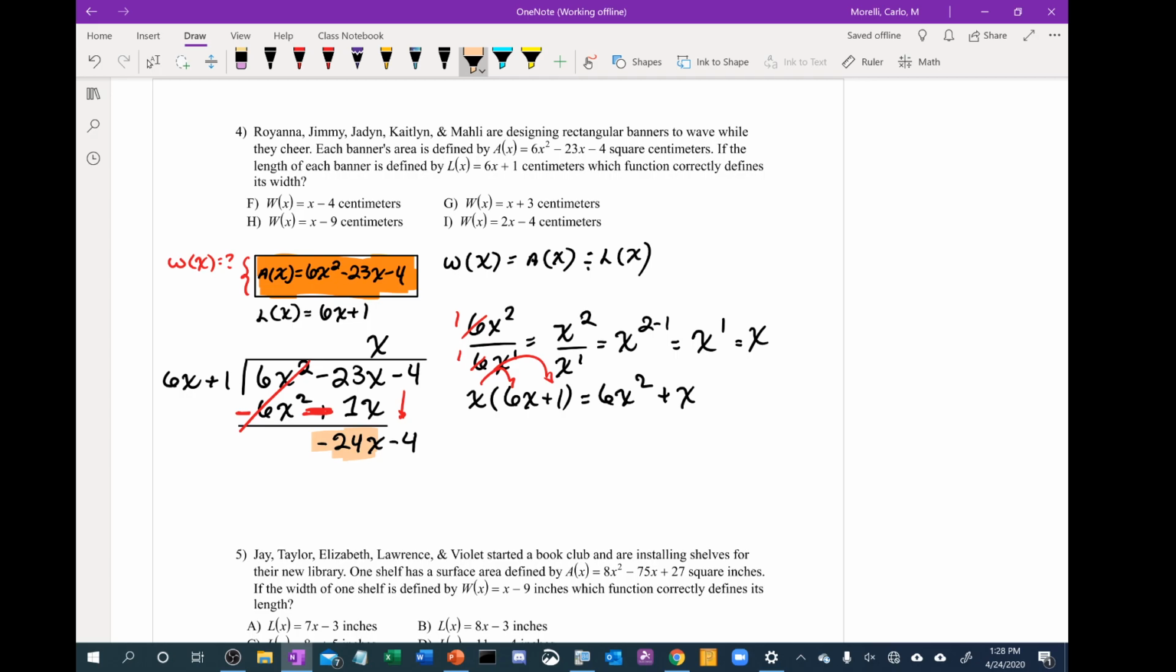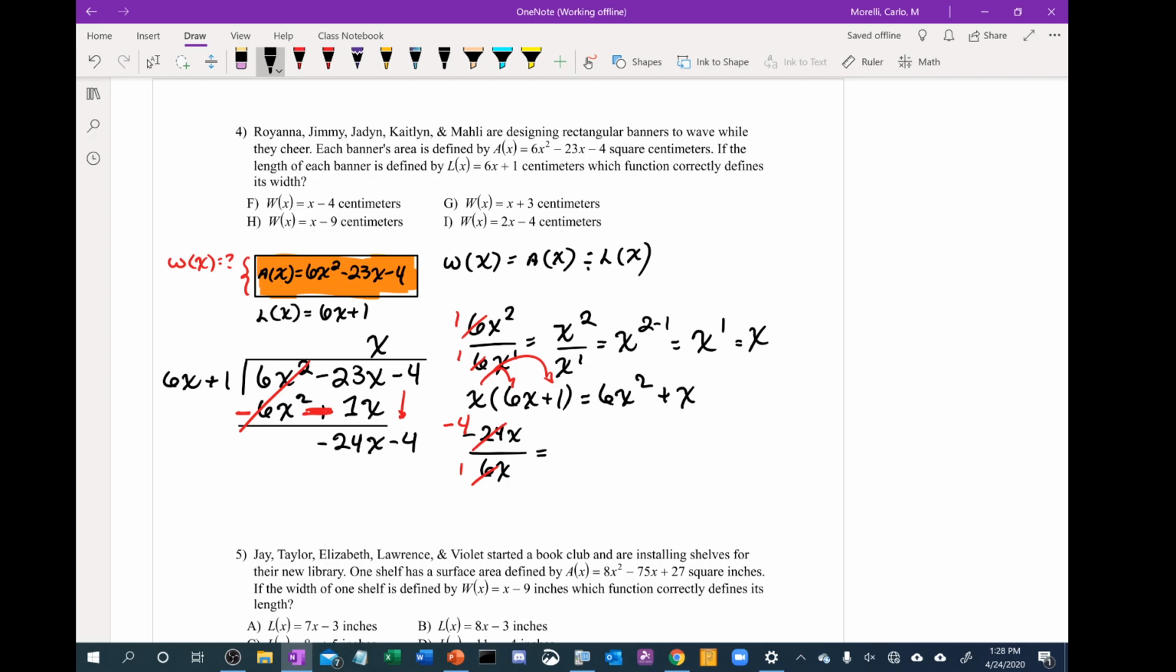Divide the first term of the dividend by the first term of the divisor. So we divide negative 24x by 6x. Negative 24x over 6x. We can reduce the numerical part of this fraction by dividing by the greatest common factor. Negative 24 and 6, the greatest common factor would be 6. So negative 24 divided by 6 is negative 4. And 6 divided by 6 is 1.